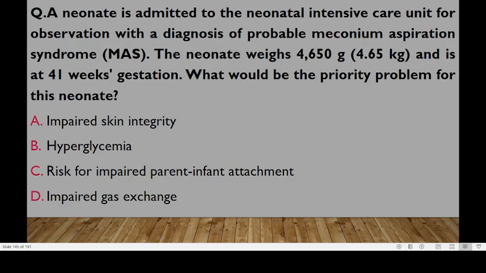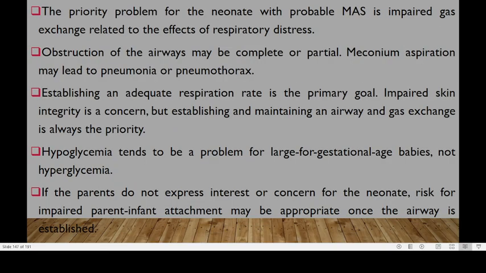A neonate is admitted to the neonatal intensive care unit for observation with a diagnosis of probable meconium aspiration syndrome, MAS. The neonate weighs 4.65 kg and is at 41 weeks of gestation. What will be the priority problem for this neonate? Impaired gas exchange. The priority problem for the neonate with probable MAS is impaired gas exchange related to the effects of respiratory distress. Obstruction of the airway may be complete or partial.